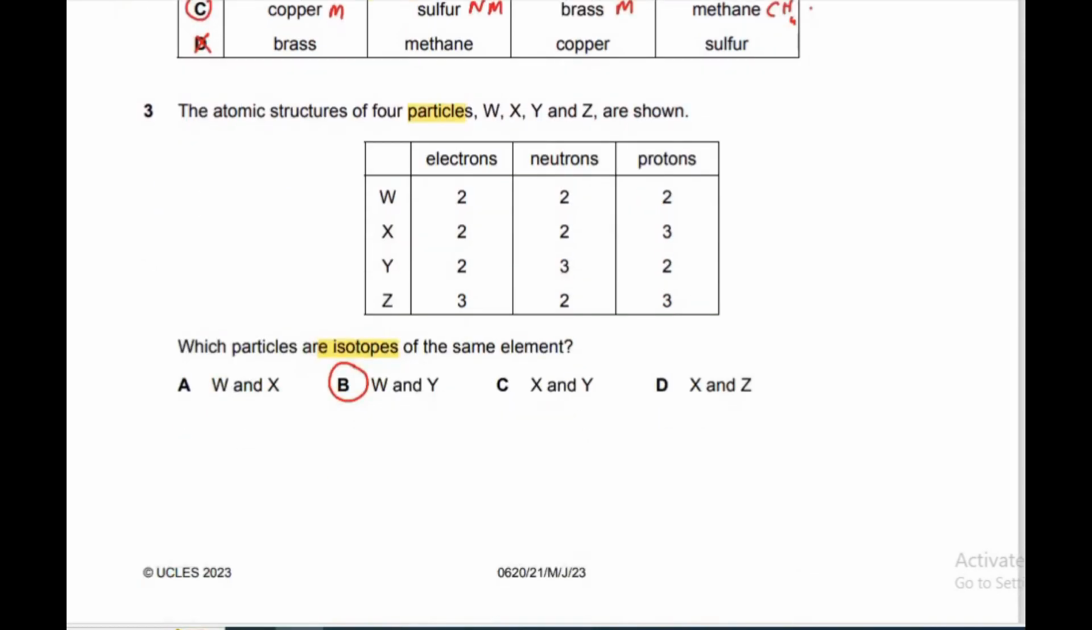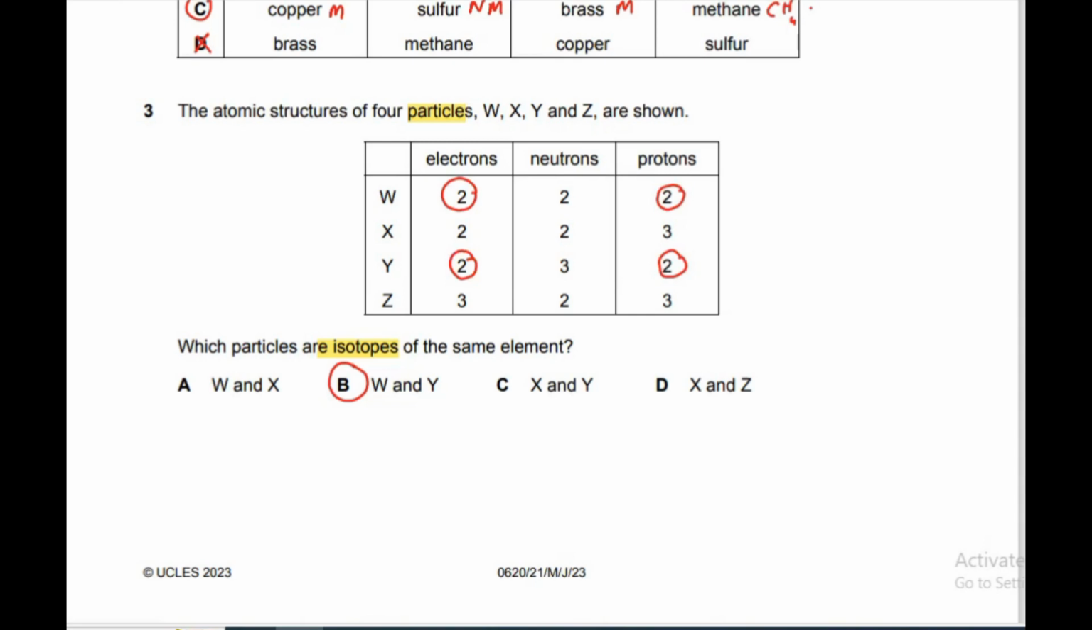The atomic structures of four particles, W, X, Y, and Z are shown, with electrons, neutrons, and protons. Now, which particles are isotopes of the same element? Isotopes are atoms of an element having the same protons and electrons, but a different number of neutrons. Proton number is the identity of an element, so W and Y have the same protons.